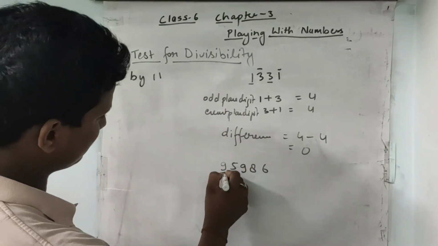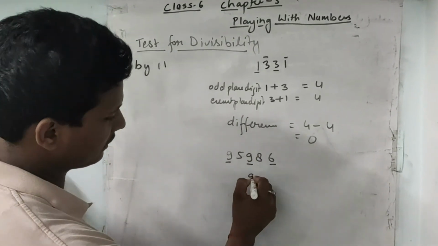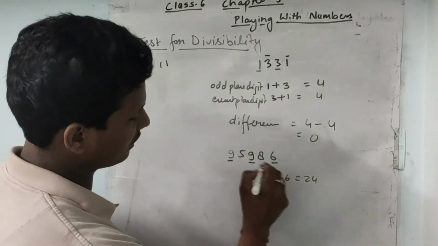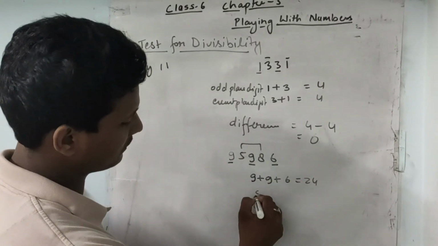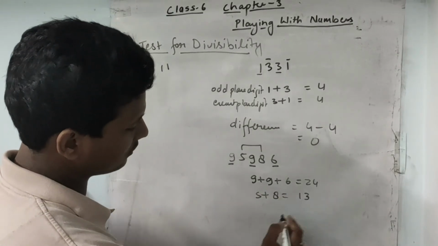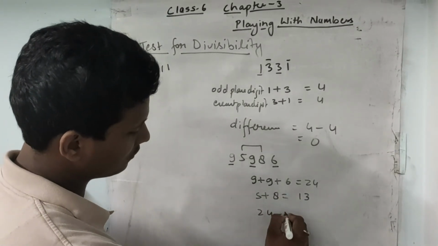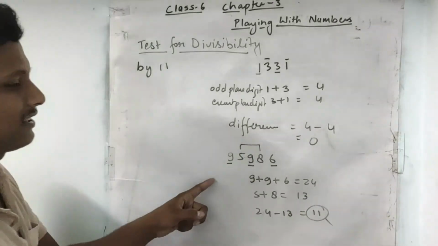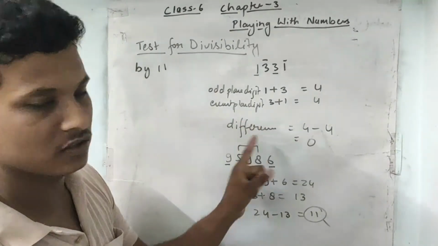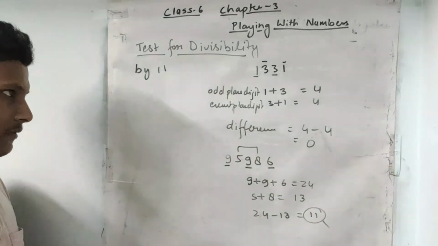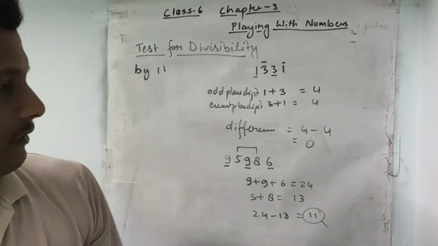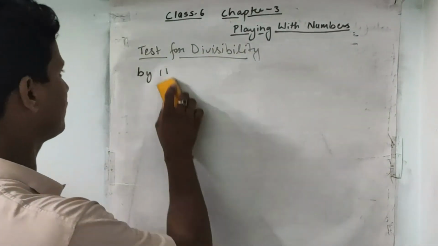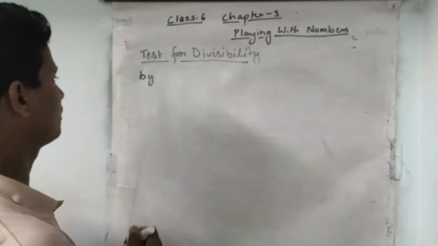95986. So these are the odd place digits: 9 plus 9 plus 6, 9 and 9 is 18, plus 6 is 24. The even place digits are 5 and 8, that is 13. Now we will find the difference. 24 minus 13, that is 11, and 11 is divisible by 11. So that represents that the whole number is also divisible by 11. So 7 and 11 are the most difficult concepts in this criteria.